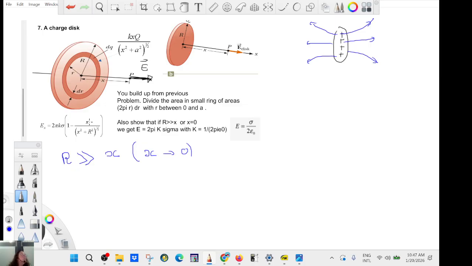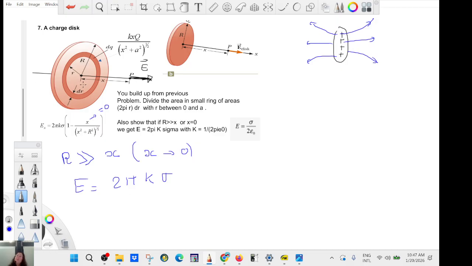If we are very close to the disk, x goes to 0. Do you agree? Or you can say that term disappears and goes away. So if x equals 0, the electric field will be 2 pi k sigma. And that's going to be a very, very important finding, because do you see any x here?